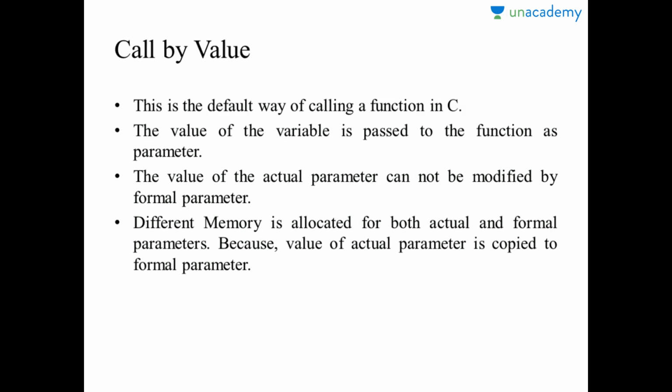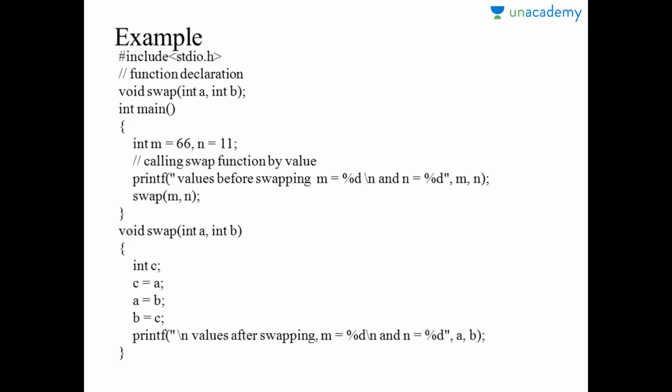The value of the variable is passed to the function as a parameter, and the value of the actual parameter cannot be modified by the formal parameter. Different memory is allocated for both actual and formal parameters, because the value of the actual parameter is copied to the formal parameter. Let us clear this with the help of an example. In this program, the values of the variables m and n are passed to the function swap. These values are copied to formal arguments a and b. That means m and n are the actual parameters and a and b are the formal parameters. You can also try running this program on your own and confirm the output.